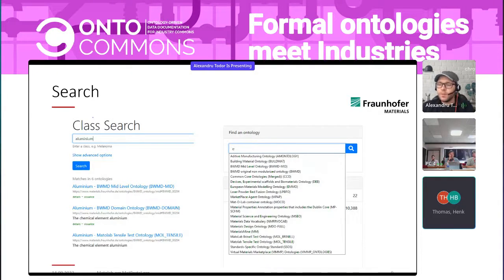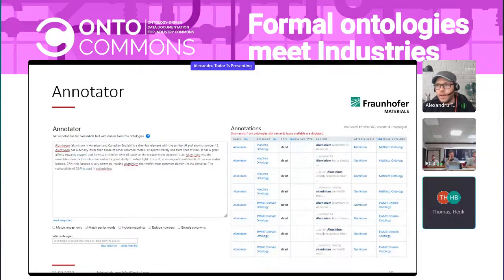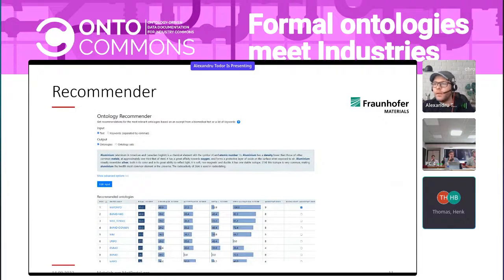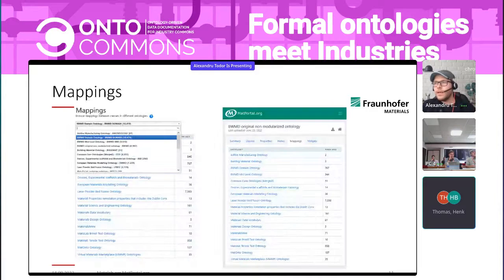You can search for concepts, see which ontologies fit your domain and your specific application. If you don't know which ontologies fit there, just paste some text into the annotator. It will find the concepts, or we have a recommender which will see which of the ontologies covers your domain best based on the concepts that you put in your text. We also have automatic mappings generated between ontologies, but you can also submit mappings in a specific format that all of the OntoPortal instances use.